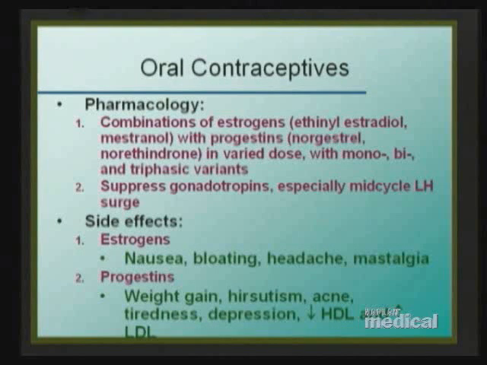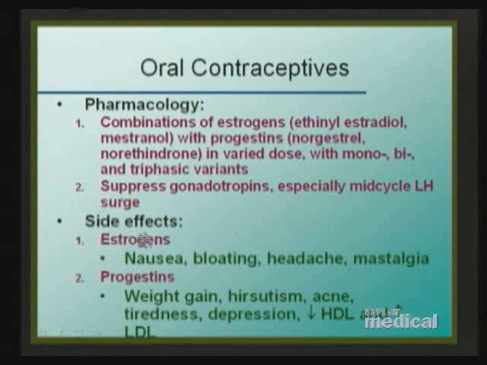Let's review a little bit of the pharmacology of oral contraception. Oral contraceptive pills are combinations of estrogens and progestin. They're generally in varied dose with mono-, bi-, triphasic variants depending on the levels of progestin to try and minimize side effects of the estrogen. The whole idea is to suppress the mid-cycle LH surge to suppress ovulation.